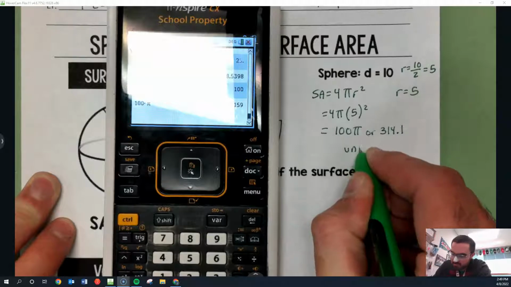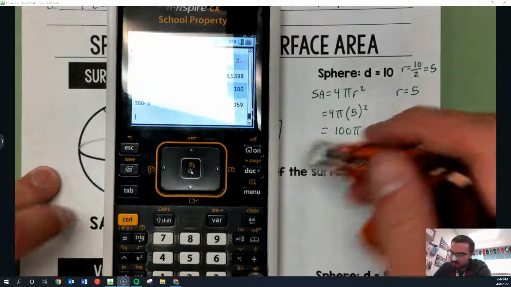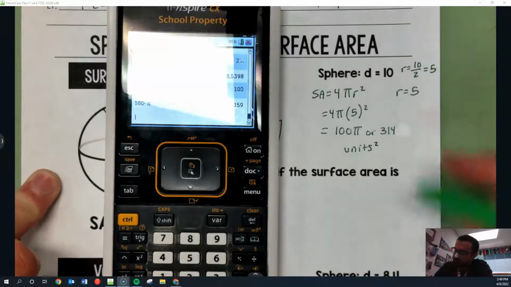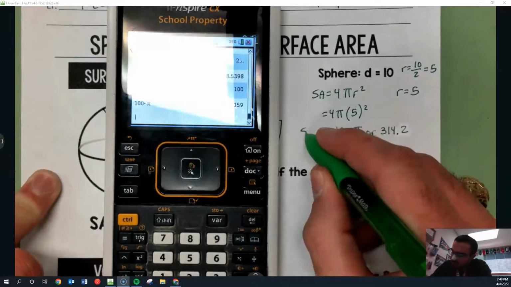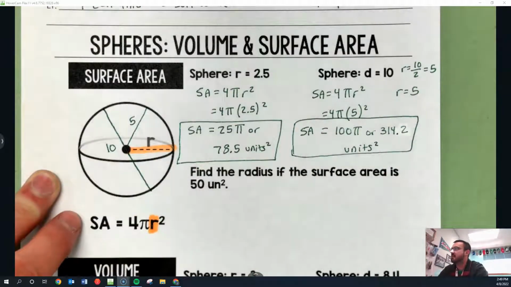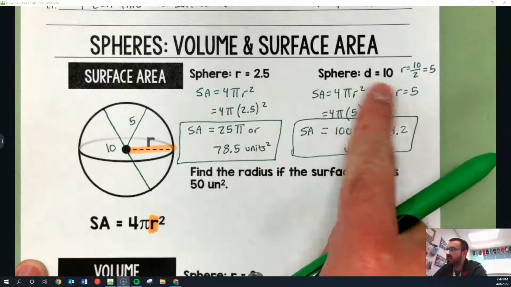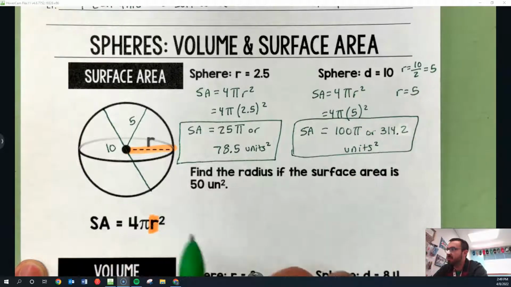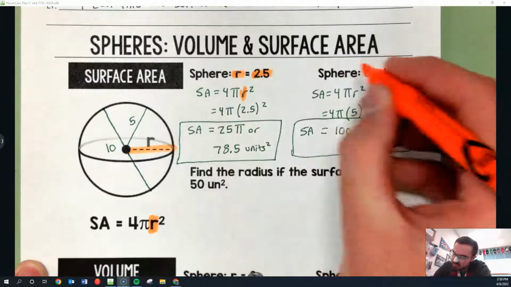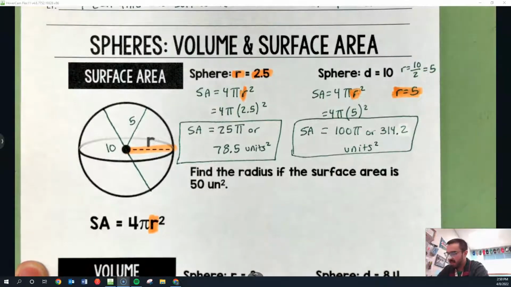314.1 units squared. Nope, let's call that 314.2 actually. 314.2. Okay, that's surface area. Not too shabby. Okay, that's how you do it. Not too bad. So the only thing is they're trying to trick you here is they give you the diameter and you have to divide that by 2 to find the radius. Okay, all you're doing is plugging in this number into the radius. This number into the radius. Okay. All right, let's keep going.